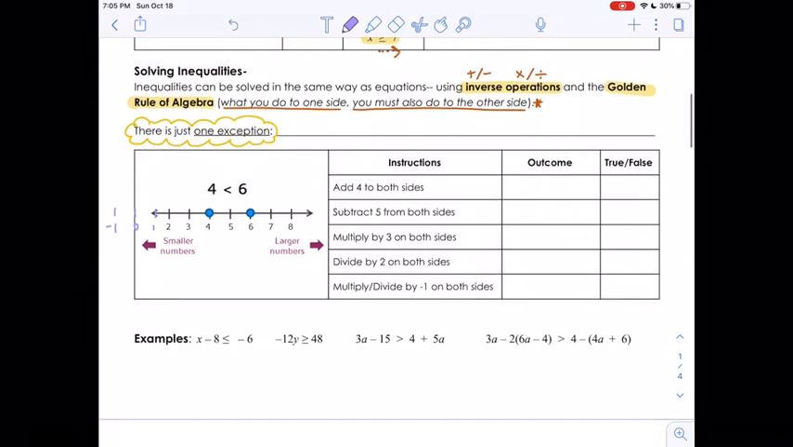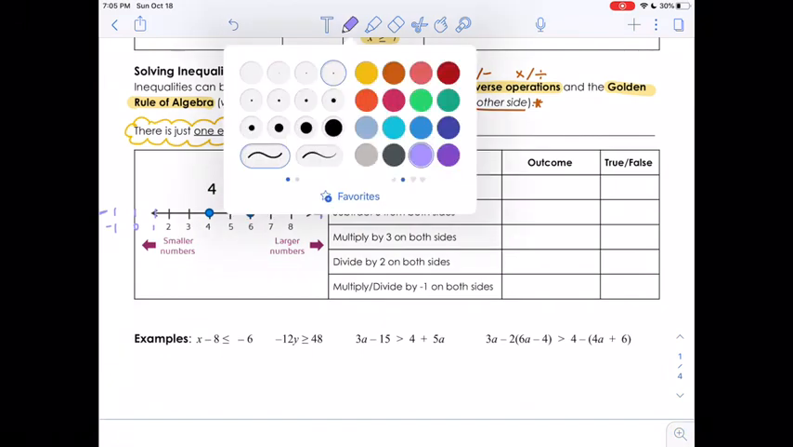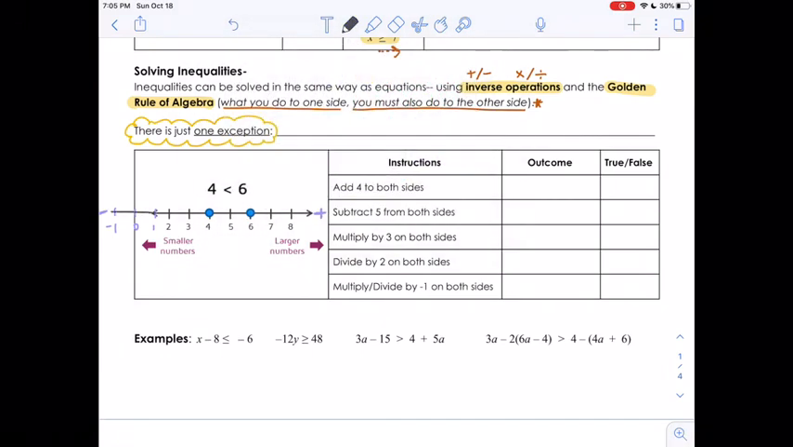It continues. And to the right of 6, these numbers are getting larger and larger: 6, 7, 8, and they're getting more and more positive. Down here, we're moving in the negative direction. So that's just important to point out what we're working with here. And so this is a true statement. 4 is less than 6. That's true. So now we're going to play around and see what happens when we use different operations.